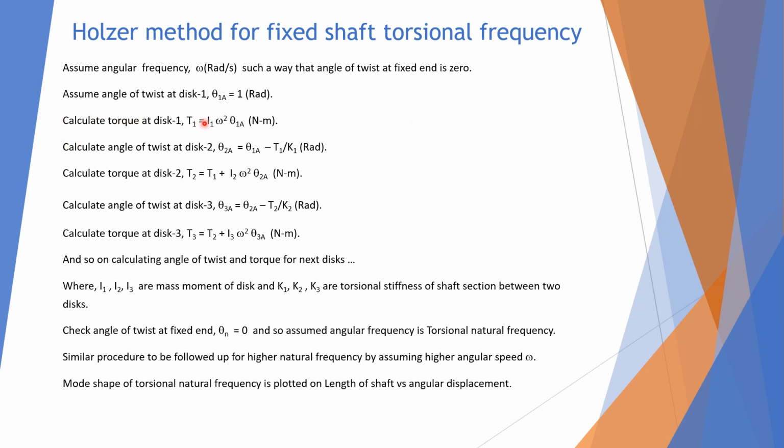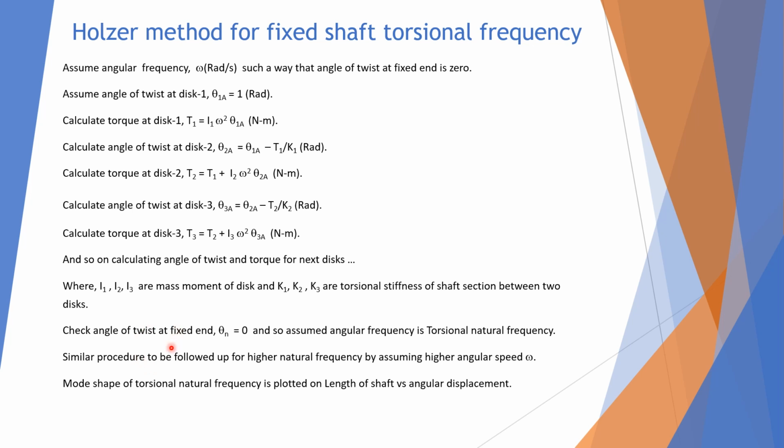So how can this be done? Let us assume disk 1 theta 1 is 1, then torque T1 is equal to I1 omega square theta 1, then theta 2 is equal to theta 1 minus T1 upon K1, and torque T2 is equal to T1 plus I2 omega square theta 2. And this way we can keep on calculating torque and angle of twist.